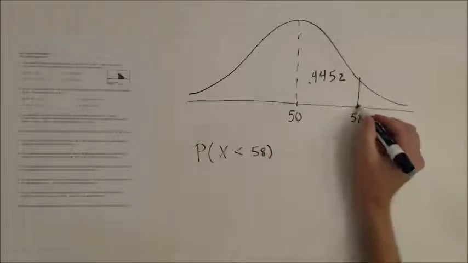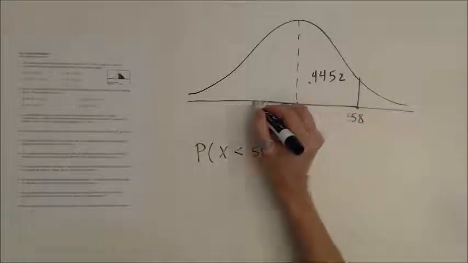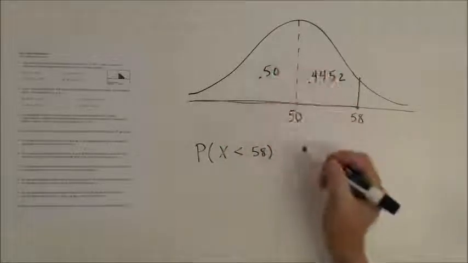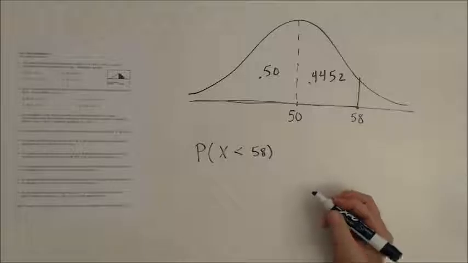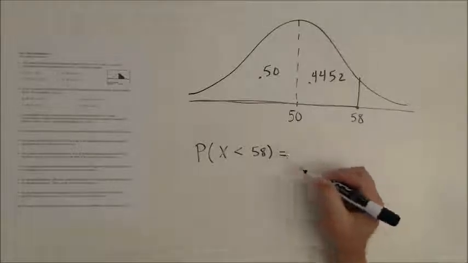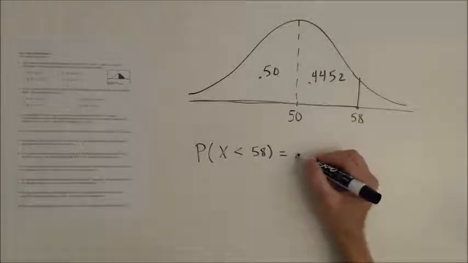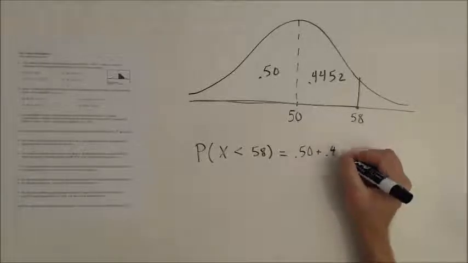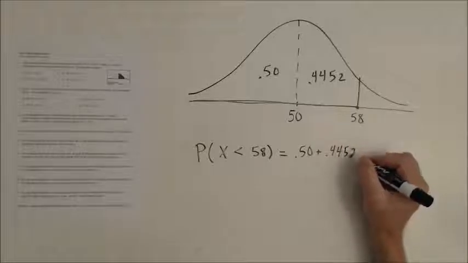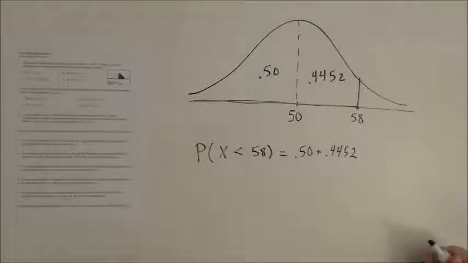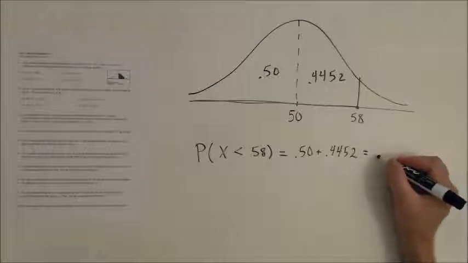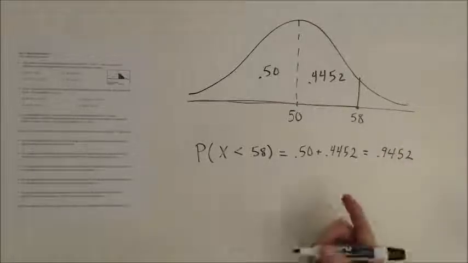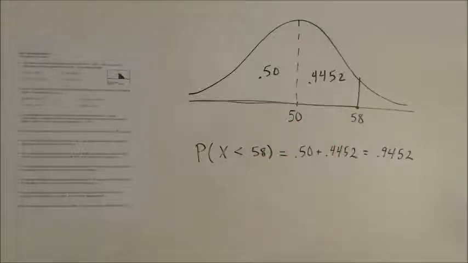That is, if we consider everything below 58, that would include the additional left half of the bell, an additional 50% of the distribution. Thus, the probability that x is less than 58 is the sum of that left half of the bell in addition to the 44.5% we're given for the interval between 50 and 58, for a total of 0.9452. This simply uses the symmetry of the bell-shaped distribution.